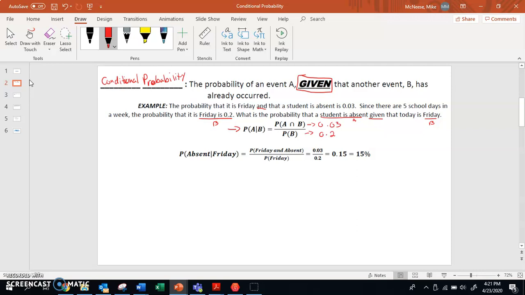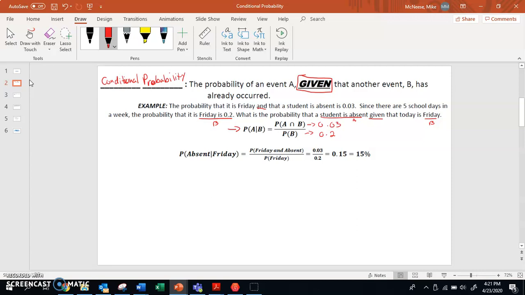So the probability that a student is absent given Friday, well, we've got the probability of Friday and absent, which is 0.03, divided by the probability of Friday, which is 0.2, equals 0.15 or 15%.